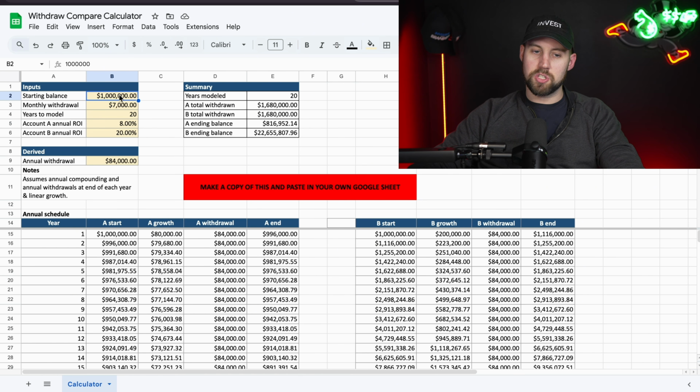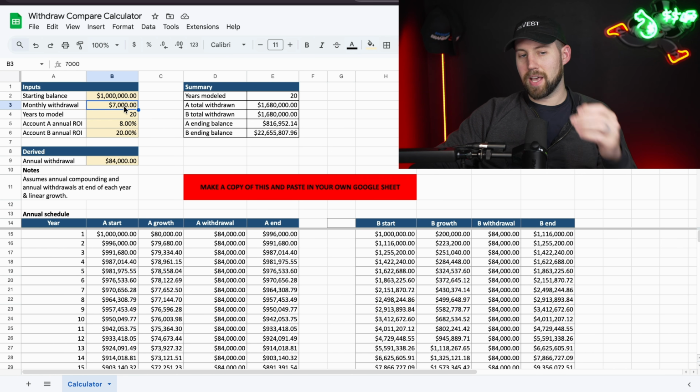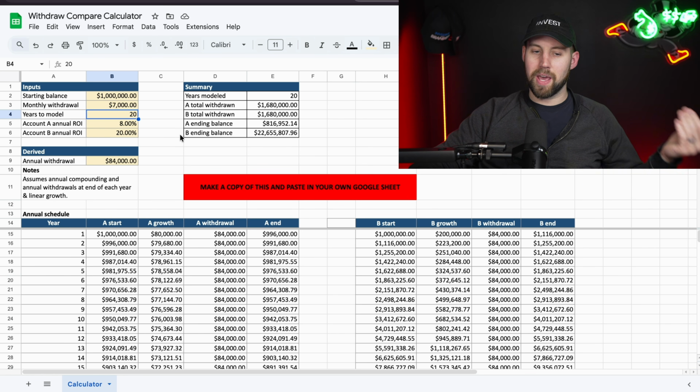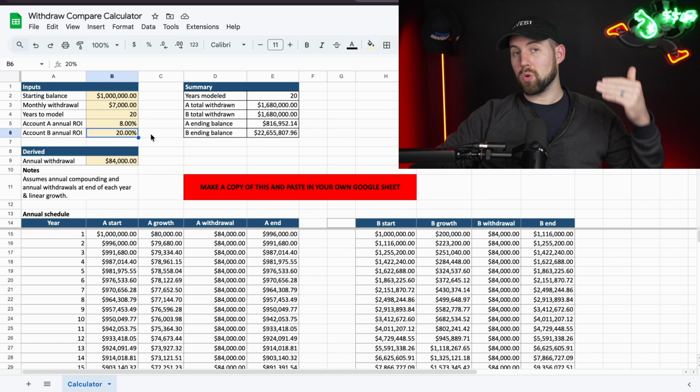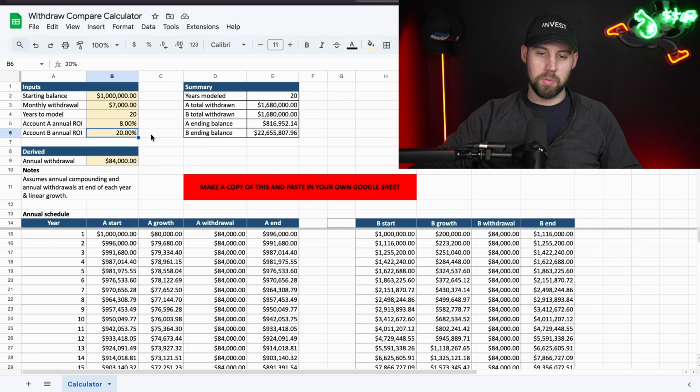So we're going to say that you have a starting balance of $1 million in your account. We're going to say that you withdraw $7,000 per month for 20 years, and we're basically going to compare Portfolio A versus Portfolio B. Portfolio A is going to be the wheel strategy, the covered call, the poor man's covered call, whatever. We're going to assume that you get 8% per year. Honestly, I think that's very optimistic to give you that, but we'll roll with it here. And then my strategy, I've actually been compounding at 25% for the last 8 years, but I'm going to go with 20% to be a little bit more conservative.